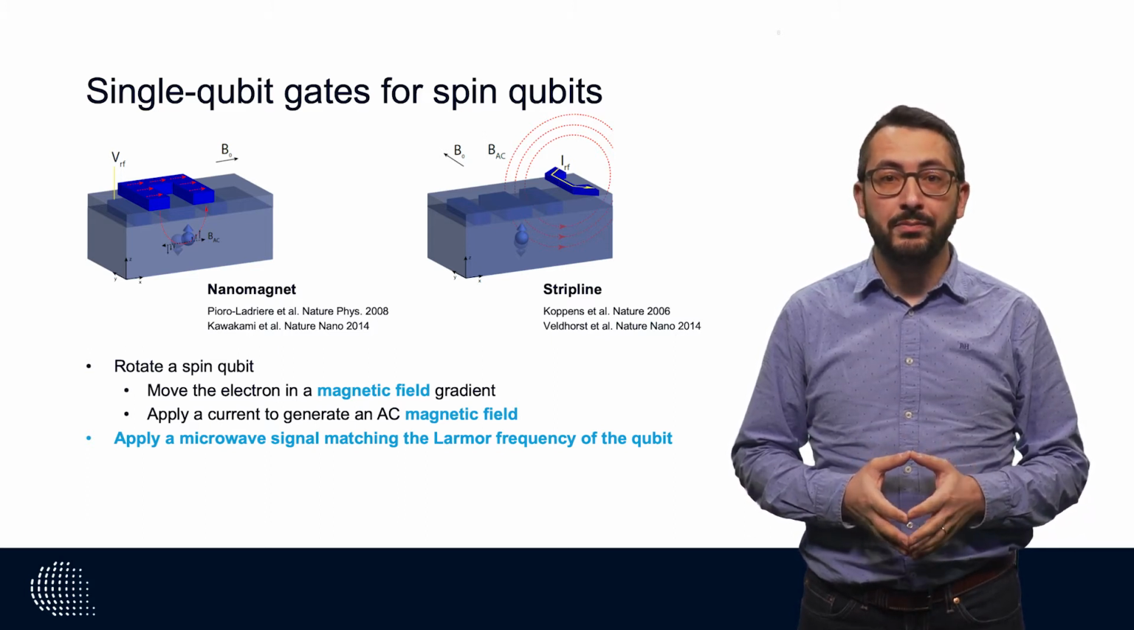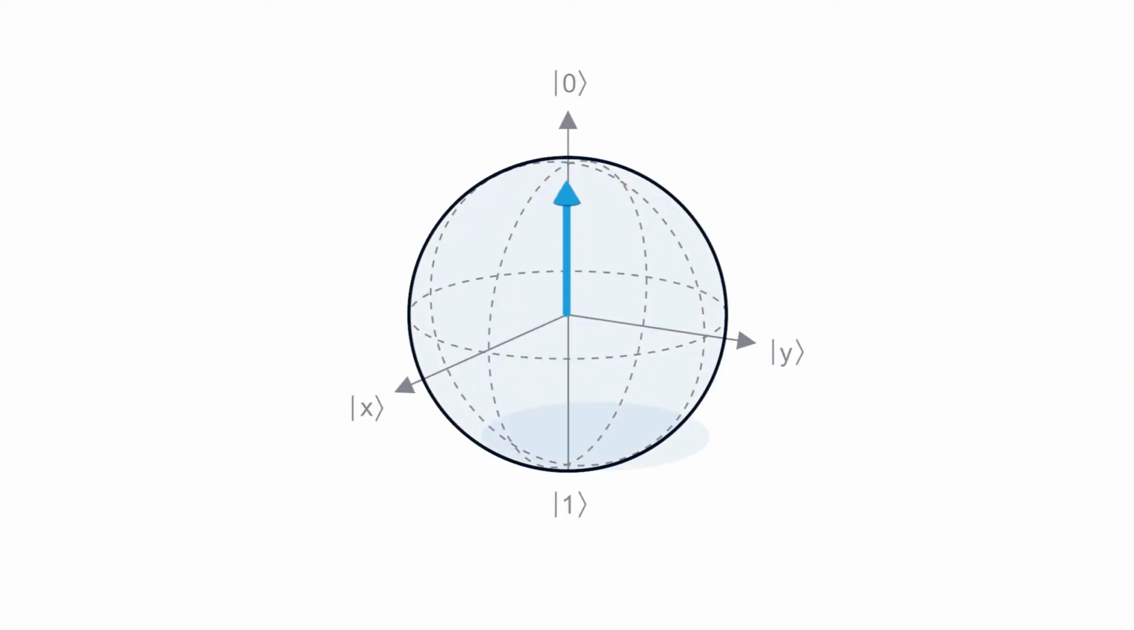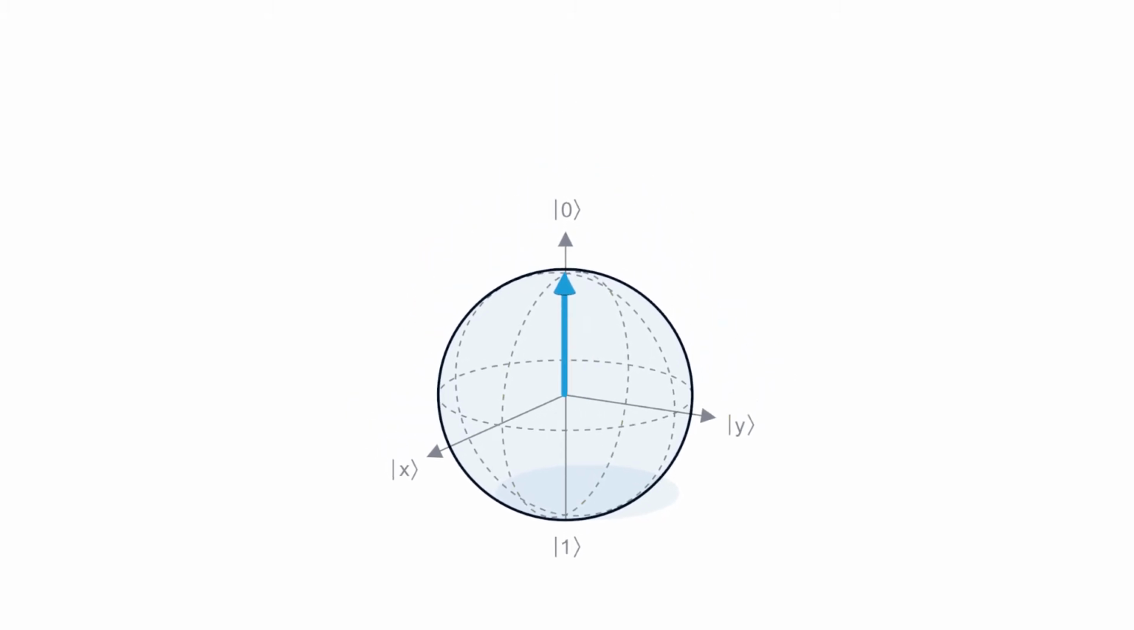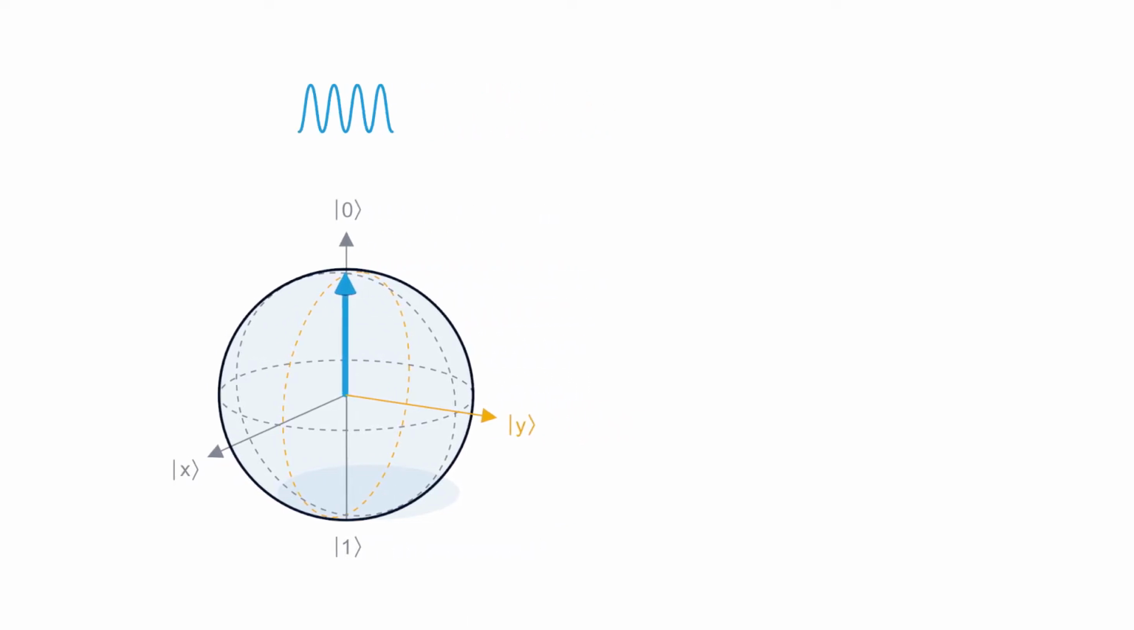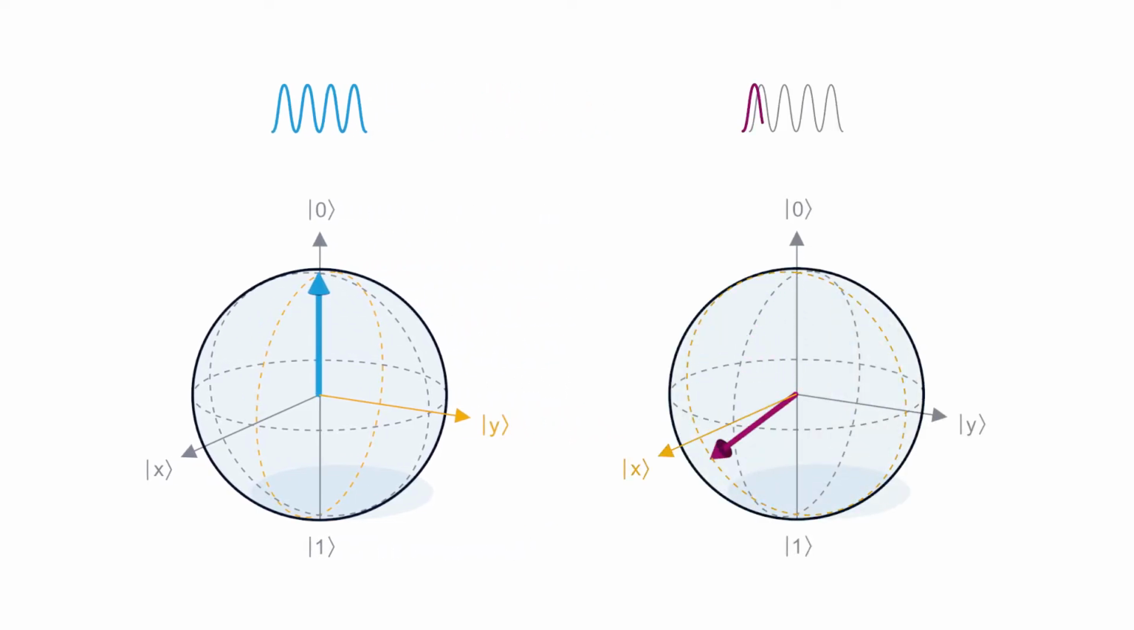of the specific qubit. If we apply a microwave signal with the frequency matching the Larmor frequency of our qubit, the qubit will start rotating in the Bloch sphere around one axis, for example, the y-axis in this case. If we want to rotate the qubit around a different axis in the Bloch sphere, we have to change the phase of our microwave signal. For instance, before we were applying a cosine. Now we are applying, for example, a signal proportional to the sine in order to rotate around the x-axis. So, the phase of the microwave signal determines the axis of rotation.